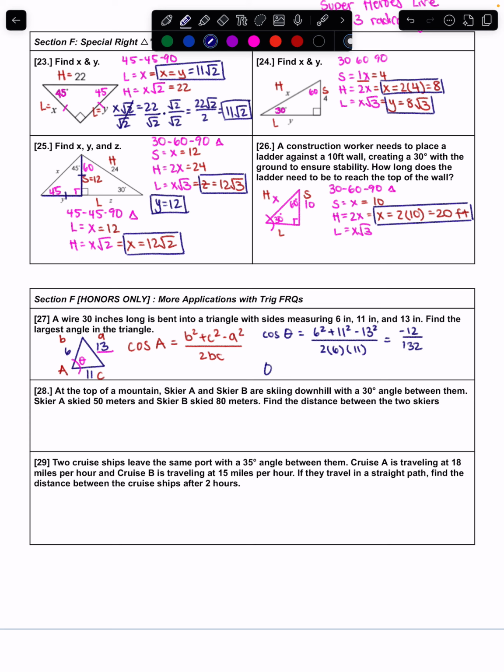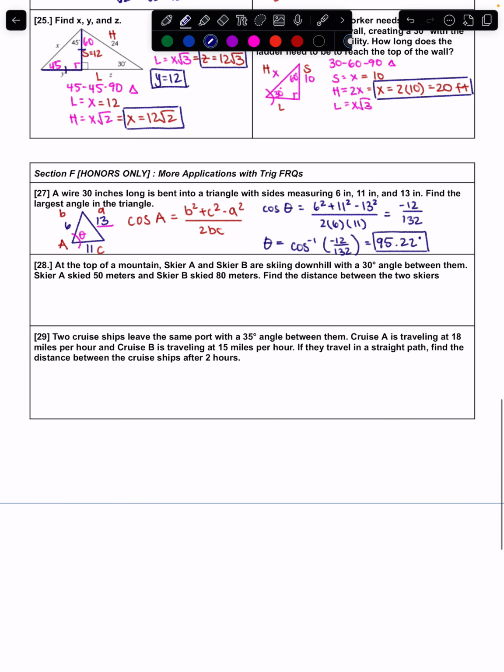And we're trying to find what theta is, right? So theta is equal to, we take the inverse of cosine and put in that fraction that we just got, negative 12 over 132. Okay, so we put that into the calculator, inverse of cosine, negative 12 over 132. Okay, for this one, I got 95.22. Okay, so that is the largest angle of this triangle, okay? All right, let's move on to the next one.